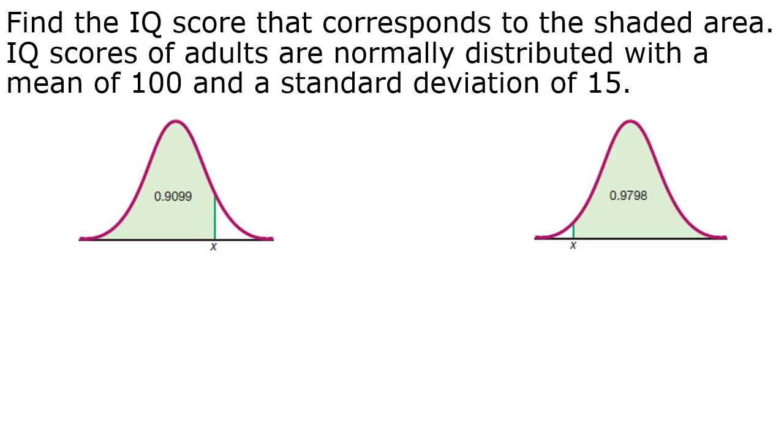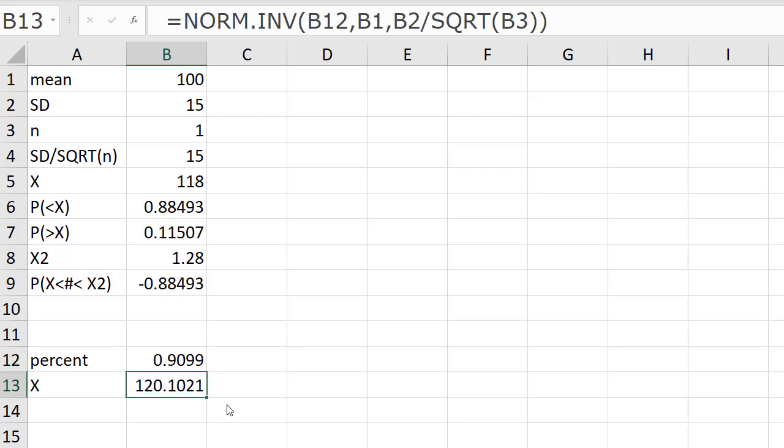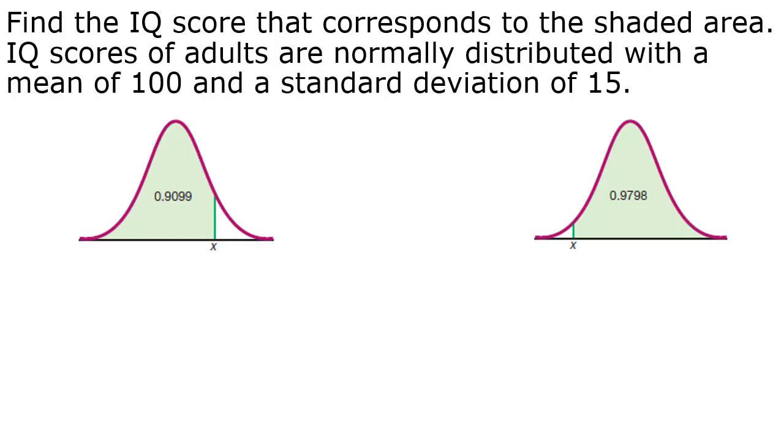But in any case, to do this one, all we have to do now is use 0.9099, and then we can see that an IQ score of 120, if we round to the nearest whole number, would give us an area of roughly 91% below it, which means an IQ score of 120 is kind of what you would consider the 91st percentile, right?